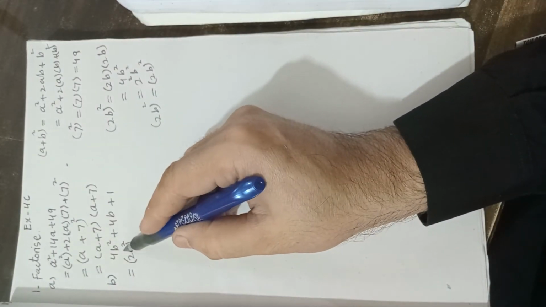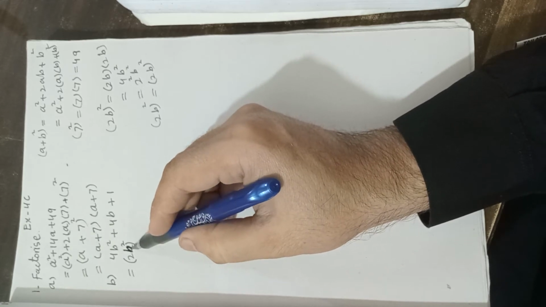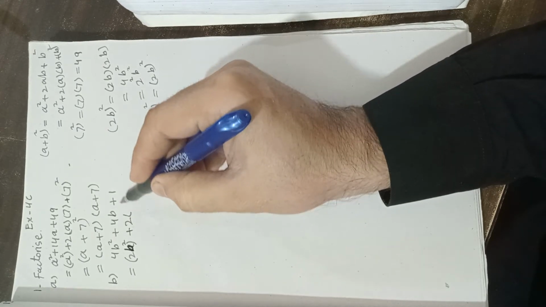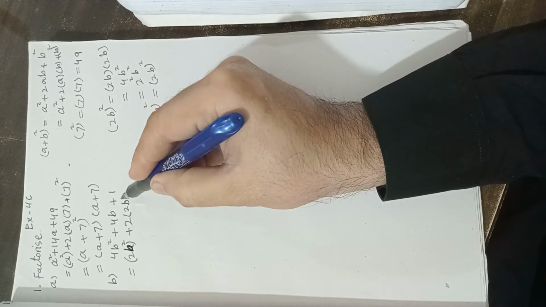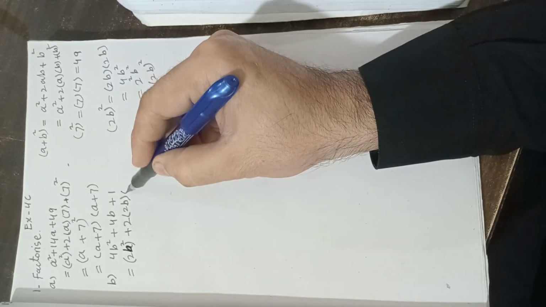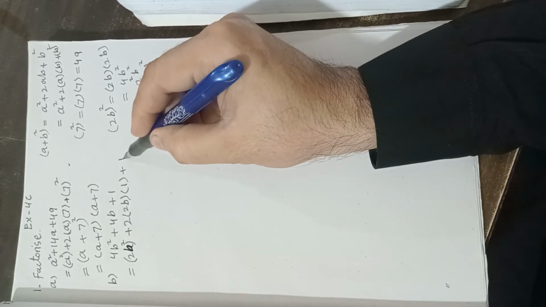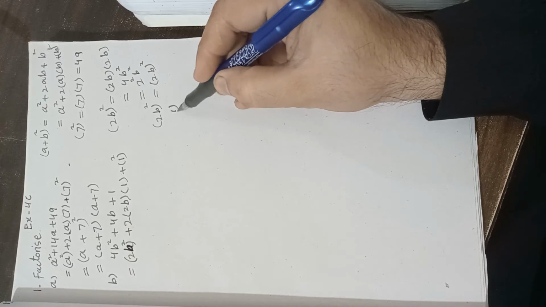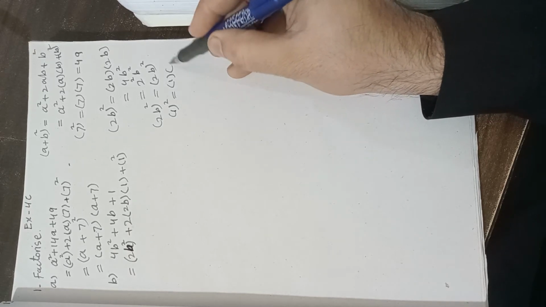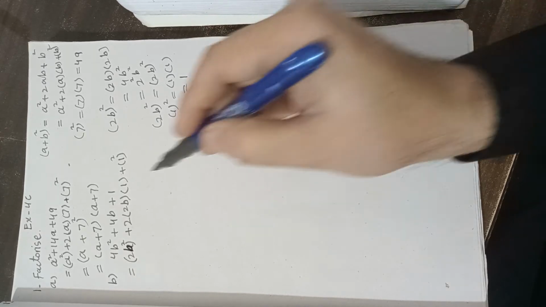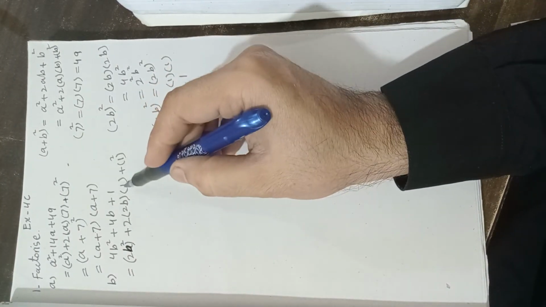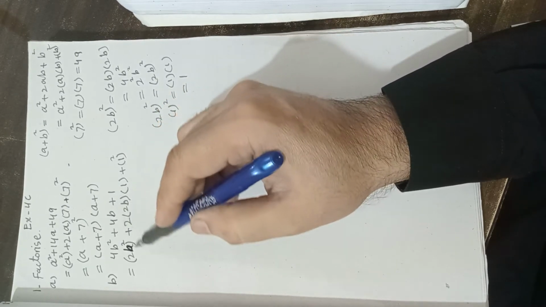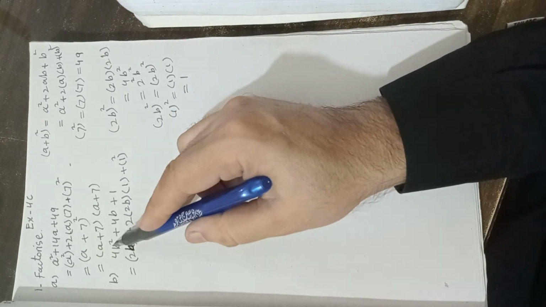(2b) square plus 2 is that of the identity, and the first term is 2b, and the last term is 1, plus 1 square. 1 square is always equal to 1. 1 square means 1 multiplied by 1, it is always equal to 1. So see here, 1 square is 1, and 2 2s are 4b multiplied by 1 is equal to 4b again here, and 2 square is 4 and b square is b square.